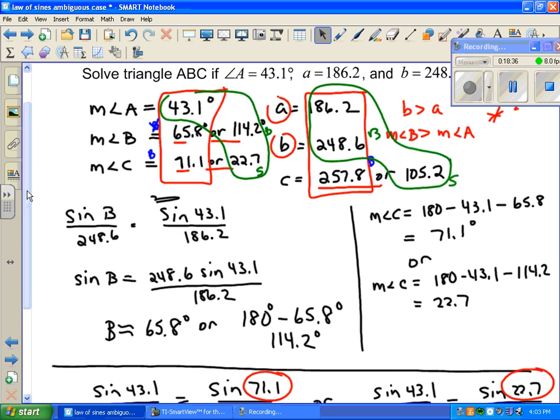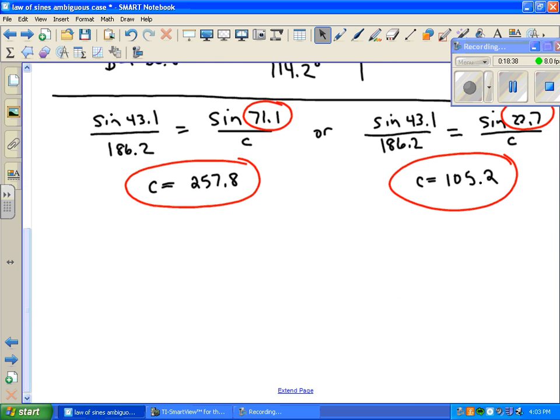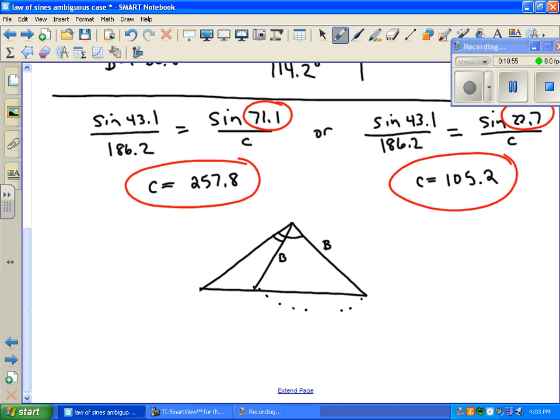Now, what would the graph of something like this look like? You'd have a triangle where this would be side B and angle B. And that side length could swing in and hit in two different places. This would be angle C, which could be two cases, but angle A is set.